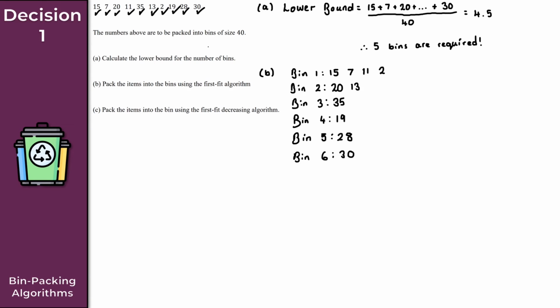Perfect, okay? And there we have it then. We've packed all items into the bins using the first fit algorithm. And there we have it then. So that gives us the solution there to part B.